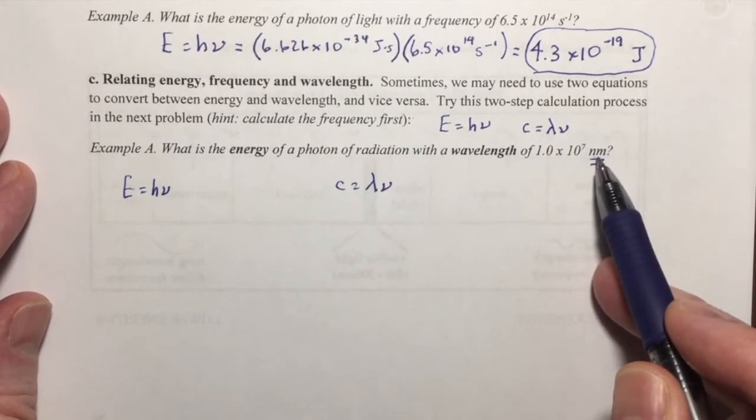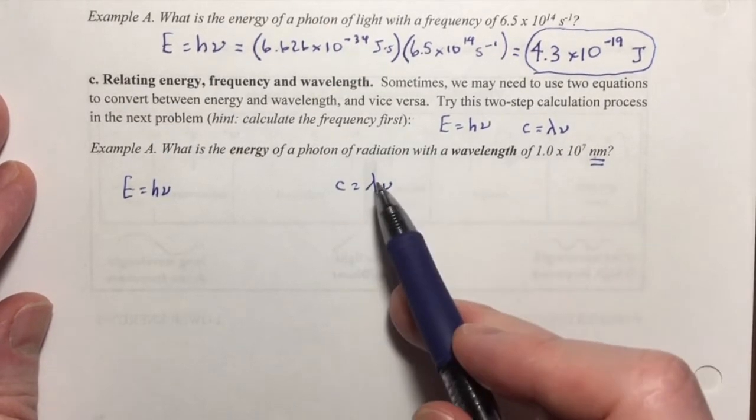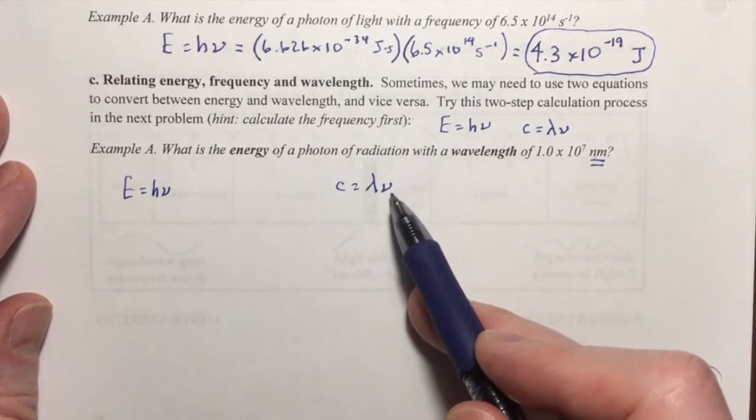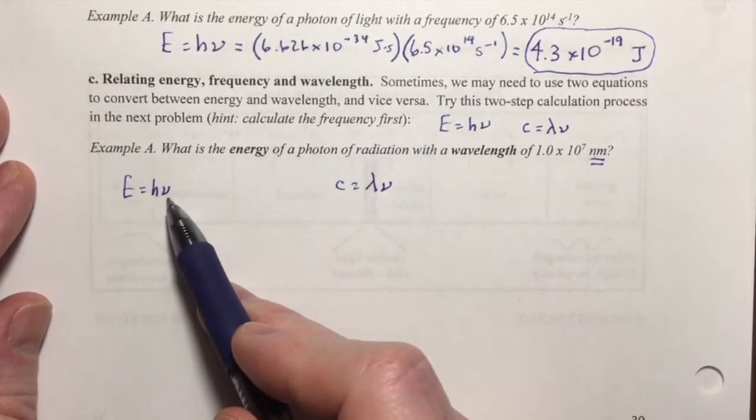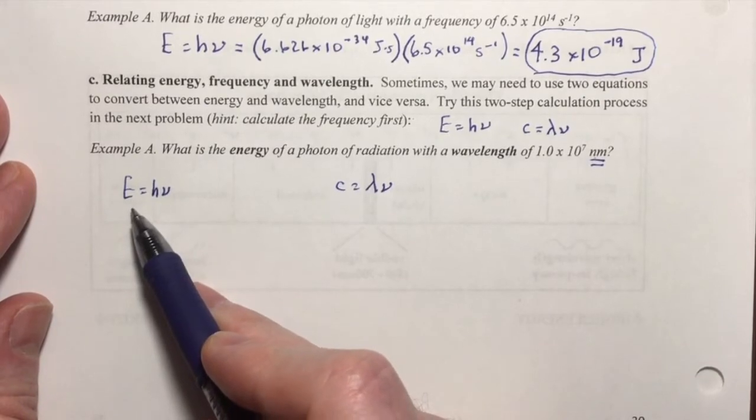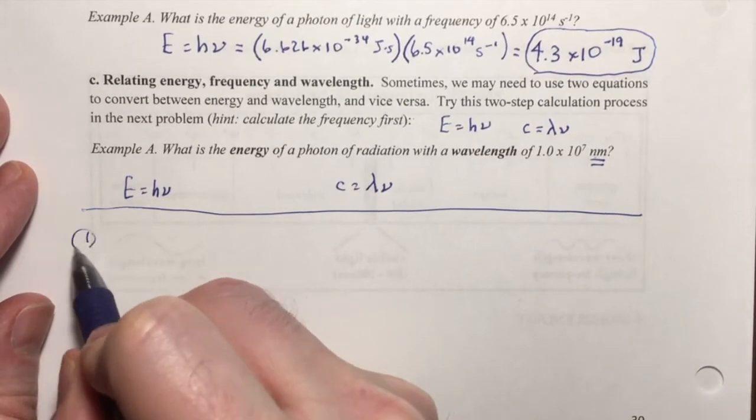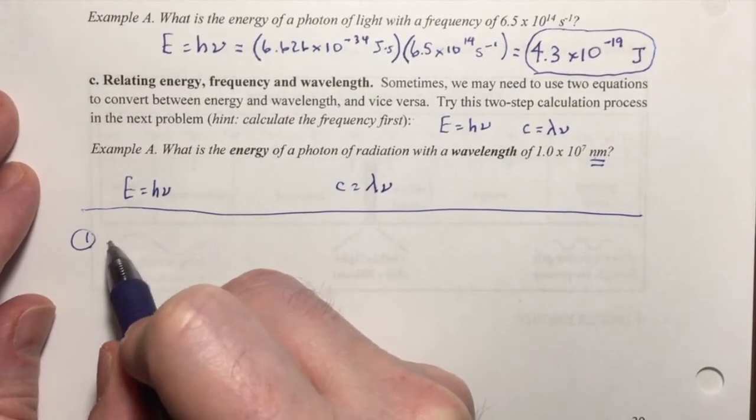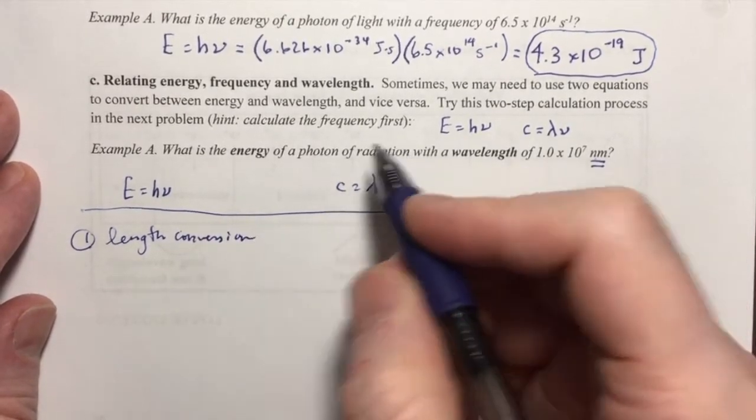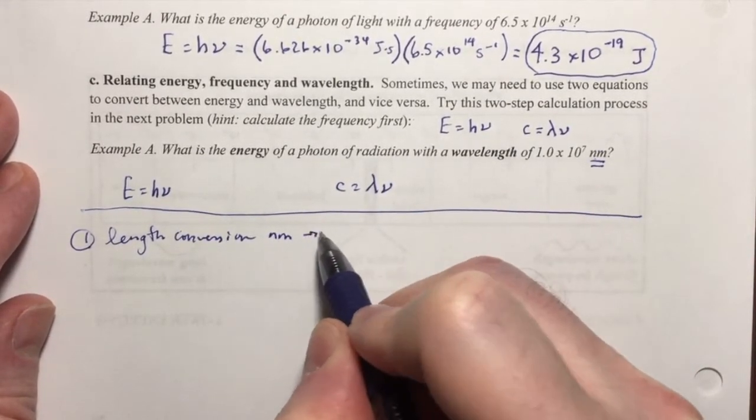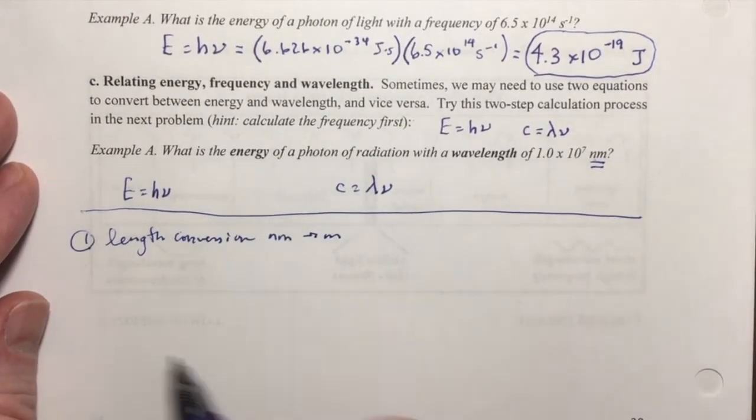So what am I going to have to do before I plug into this equation? That's right, I'm going to have to convert this many nanometers into meters. And then I'm going to plug it in here for the wavelength and solve for the frequency. And then I'm going to plug this frequency into this equation here and solve for the energy. So it's going to look like this. I'm going to do, in 3 steps, a length conversion of nanometers to meters. That will give me the wavelength in meters.